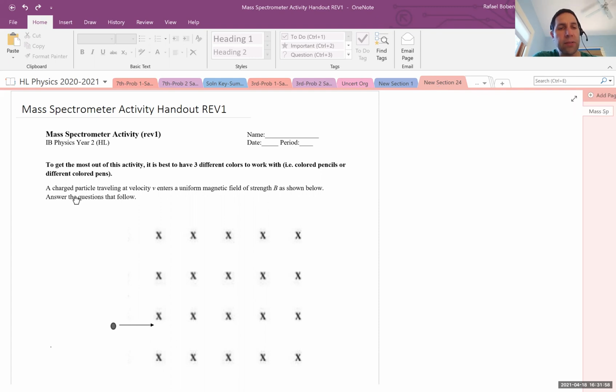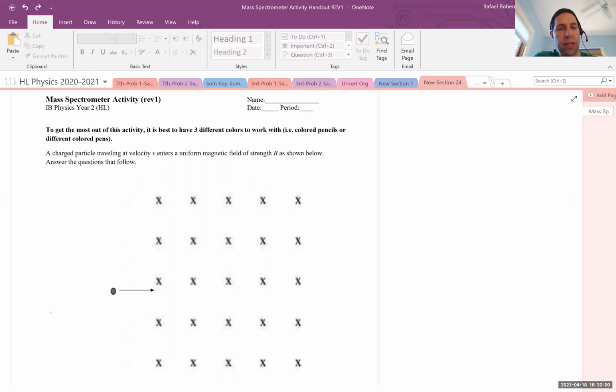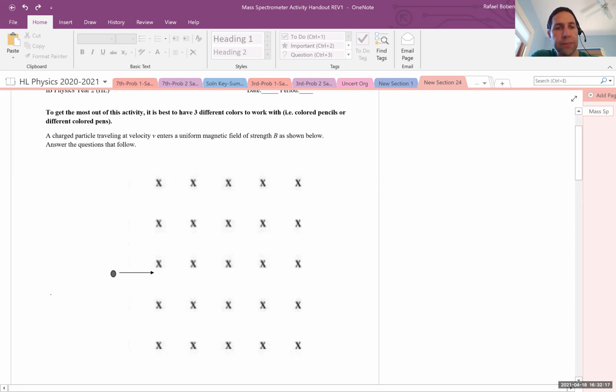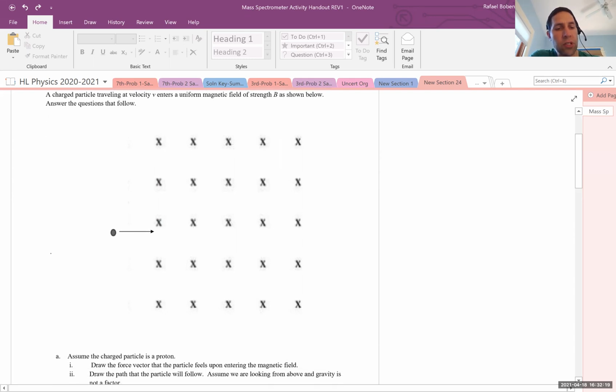Okay, so here's the scenario. We have this charged particle and it's traveling to the right with a velocity v, and it enters this uniform magnetic field of strength B. And notice by the X's that are shown there, that means the magnetic field is headed into the page, right? Then we're going to follow through and answer a series of questions together. So question A says, assume the charged particle is a proton. Okay, it's a proton, so it has a positive charge.